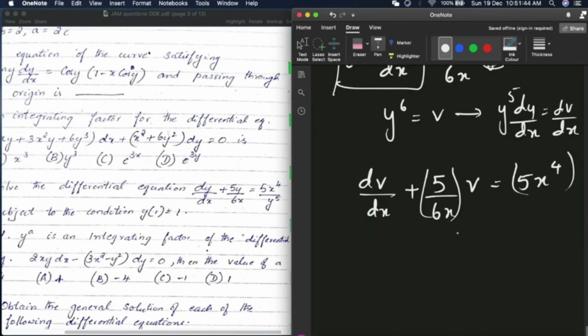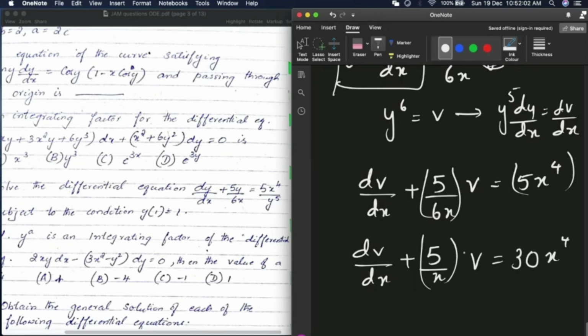If you don't want this 5 by 6 here, you can take the 6 to the other side. Not required, just to make your integrating factor look good. So this is exactly your P and this is your Q. It's linear in v now.